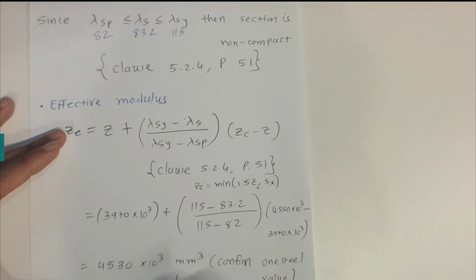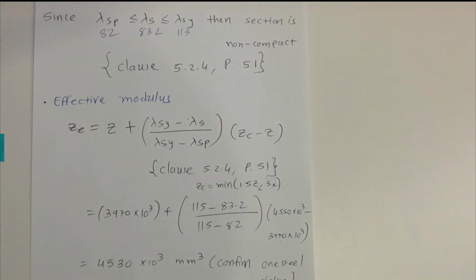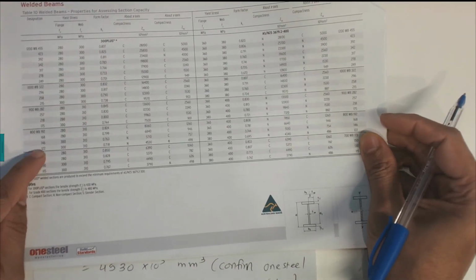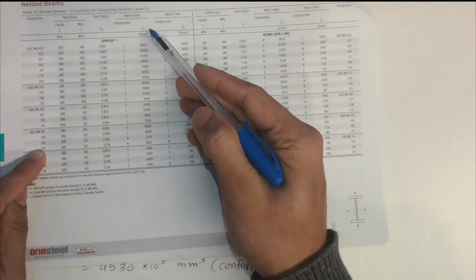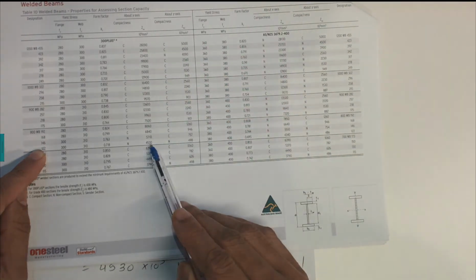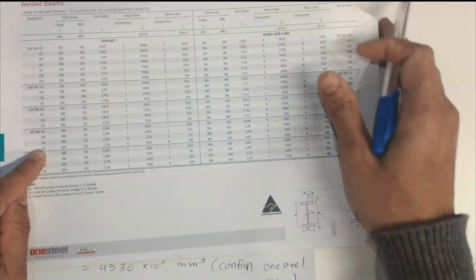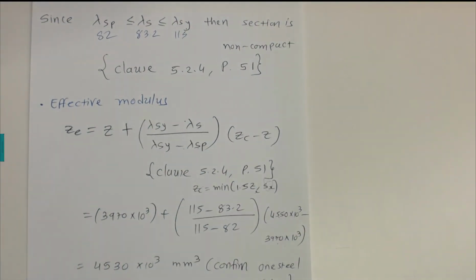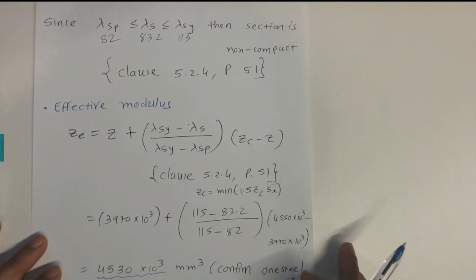Now these values are also given in the OneSteel tables, so if you make a mistake you can confirm it here on page number 11. For 800 WB 122, the ZEX value is 4530 times 10 to the power 3. So you can check it with the OneSteel table. These answers are already given in the OneSteel table, so we can compare.